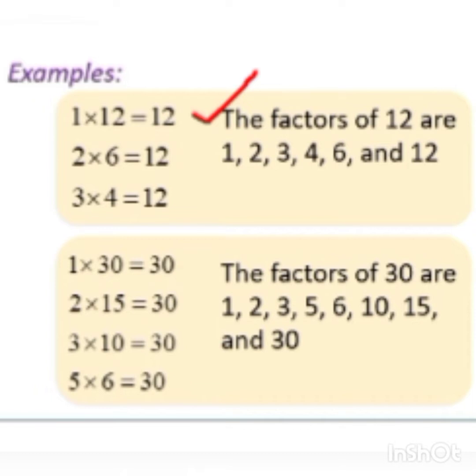As we know, the factors of any number include itself and 1 also. Here are the factors of 12: 1, 2, 3, 4, 6 and 12. Let's move to the factors of 30. 1 multiplied by 30 is equal to 30, and 2 multiplied by 15 is also 30. 3 multiplied by 10 is equal to 30, and the last one is 5 multiplied by 6 is equal to 30. We can see that the factors of 30 are 1, 2, 3, 5, 6, 10, 15 and 30. We will write the factors of 30 in ascending order as mentioned here.